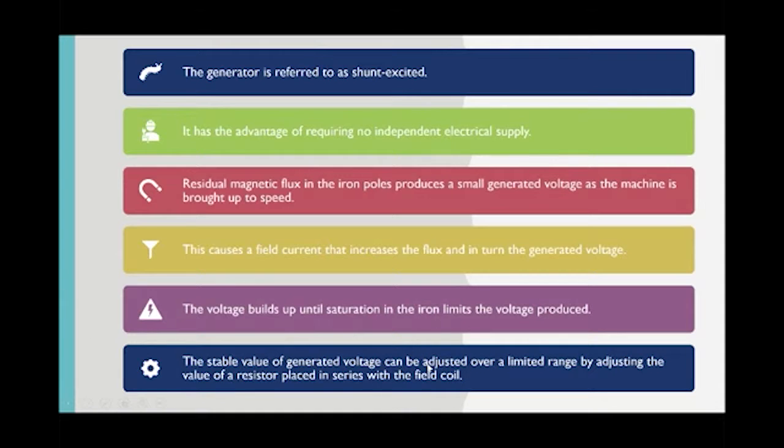Alright, so at the end, the stable value of the generated voltage can be adjusted over a limited range by adjusting the value of a resistor placed in series with the field coil. Alright, so with that I've finished my presentation.